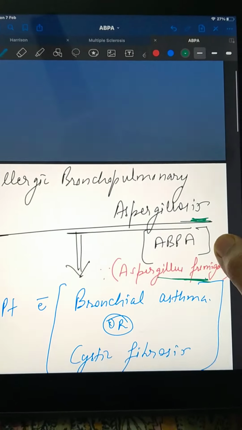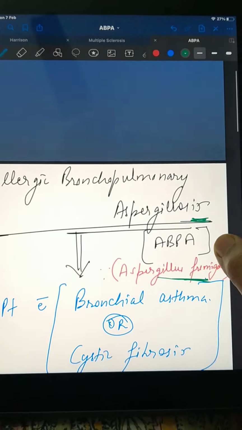Okay, so Aspergillus fumigatus, as we know, has acutely angled, septate hyphae. We will learn in detail about Aspergillus fumigatus later on, but here we have to know that ABPA is mainly caused by Aspergillus fumigatus.